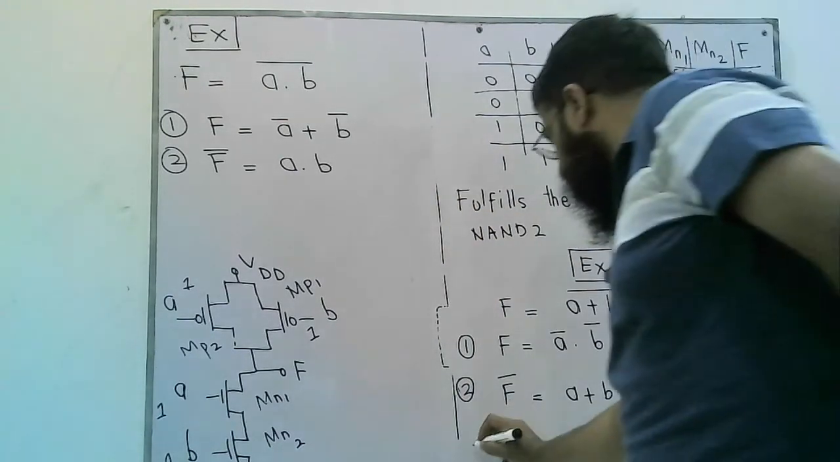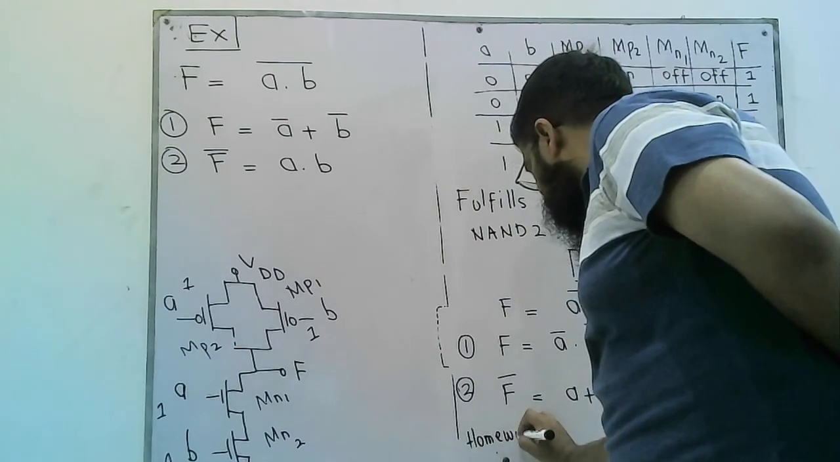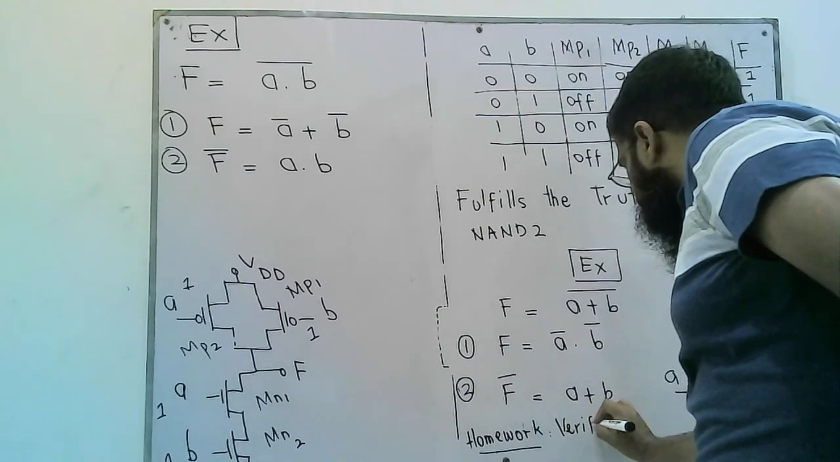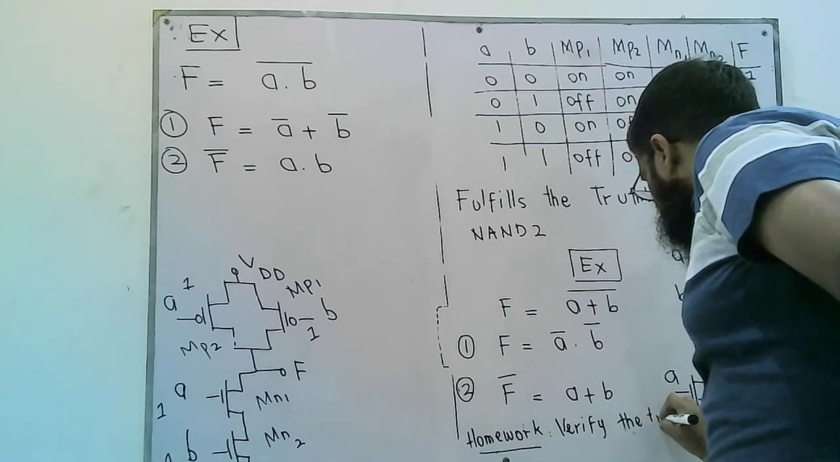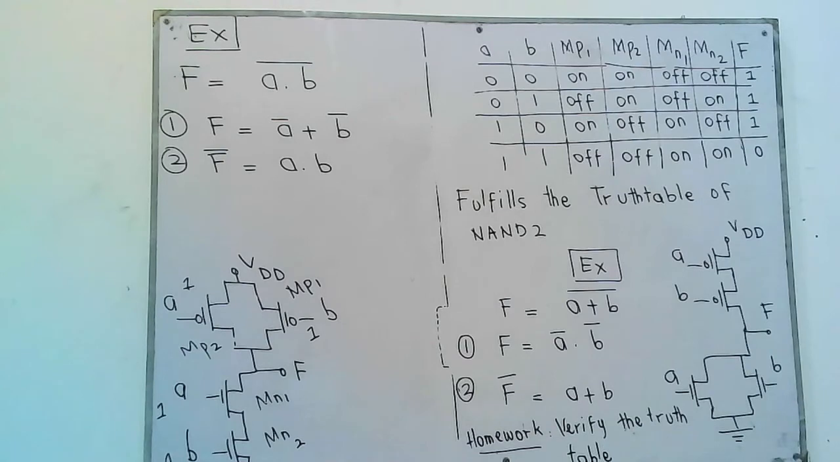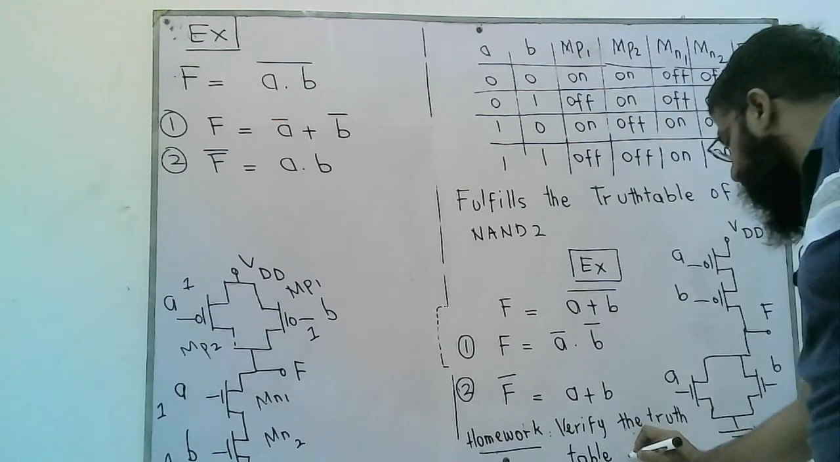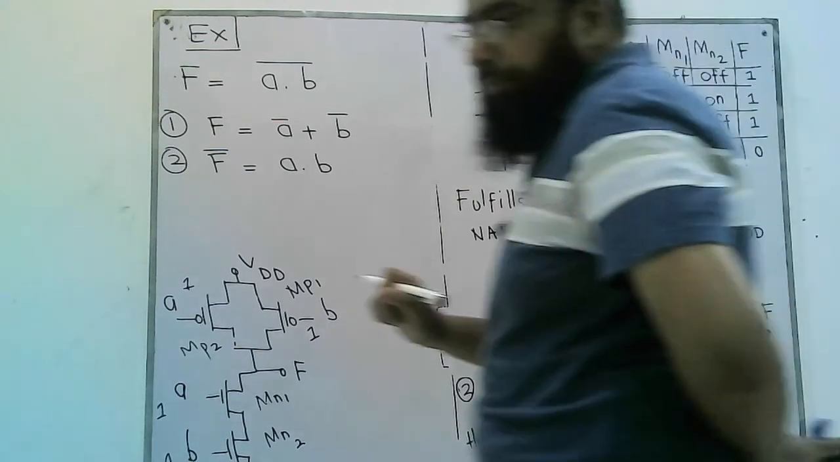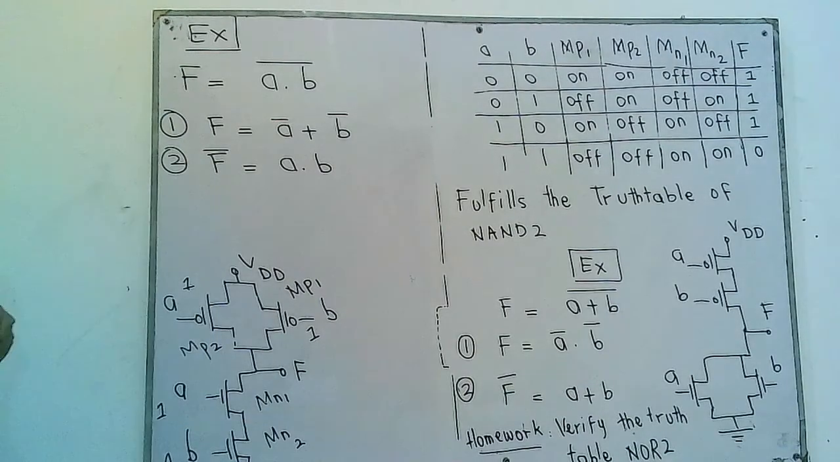And there is a homework for students: you need to verify the truth table for NOR 2, verifying that this CMOS implementation indeed implements a NOR 2, just like we have done for NAND 2. That's all for this lecture. In the lectures to come, we'll keep on studying more about DC and transient analysis of complex CMOS circuits.